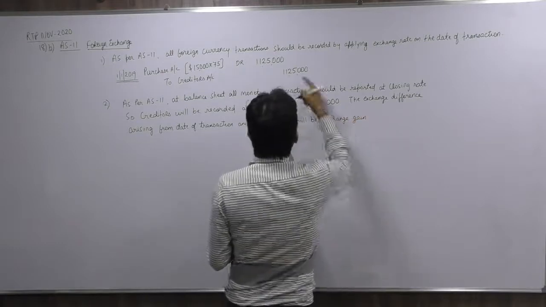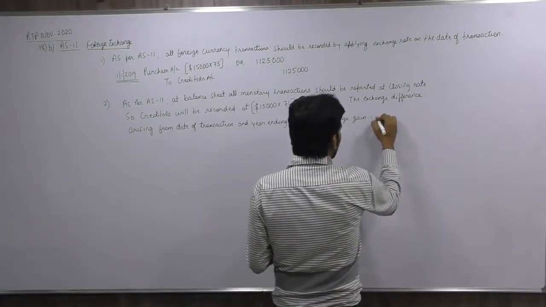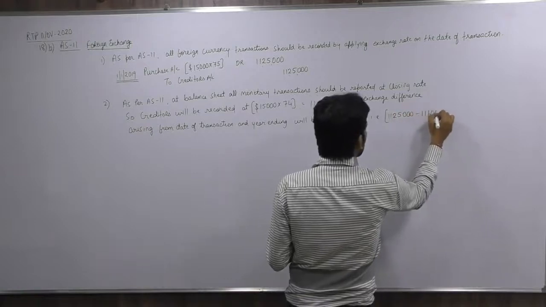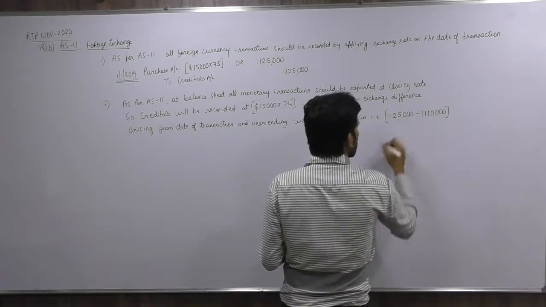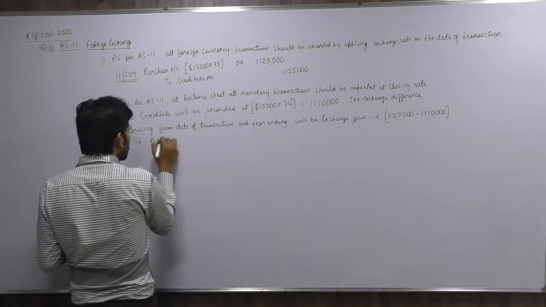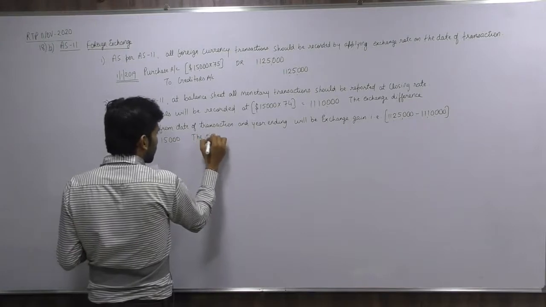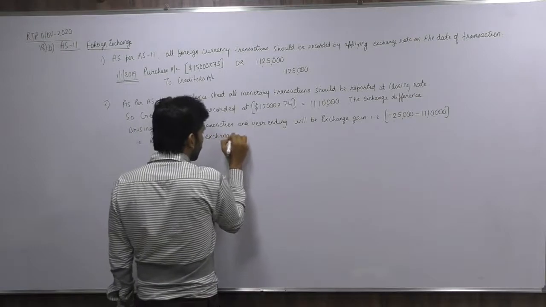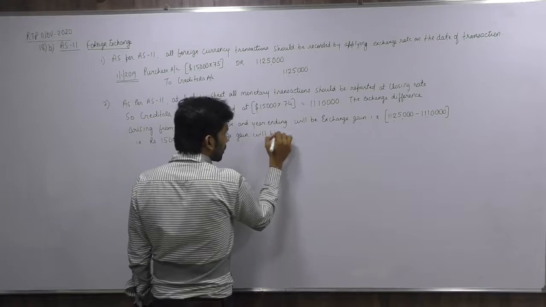because we recorded at this value and today their value has become this, so we have made a gain. That is 11,25,000 minus 11,10,000, that is rupees 15,000. The exchange gain will be credited to P&L.